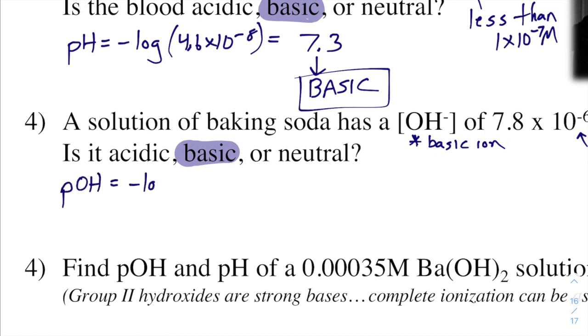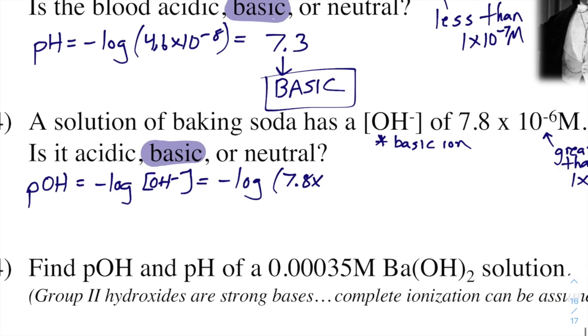pOH is the negative log of the hydroxide concentration, because that's what we have. Well, that's going to be the negative log of 7.8 times 10 to the negative 6th. That gives me 5.11, or 5.1, but that's pOH. So don't be confused.